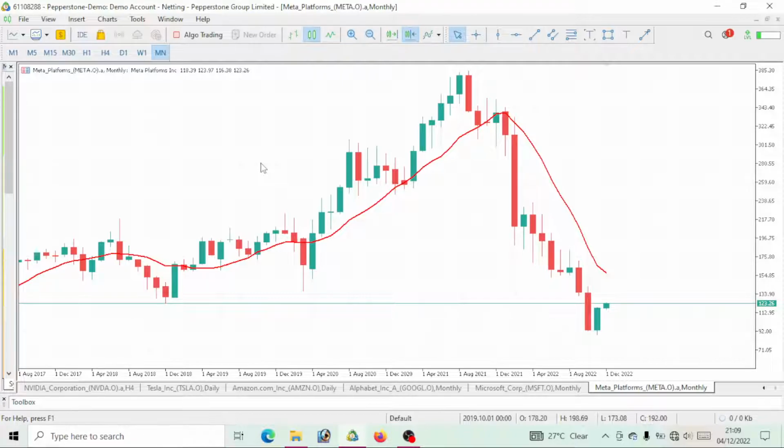So let's take a look at the analysis on our Meta for this week. We will start from the higher time frame downward to the 4-hour time frame and how we would place this trade. So first of all, we would want to know the trend for this Meta.